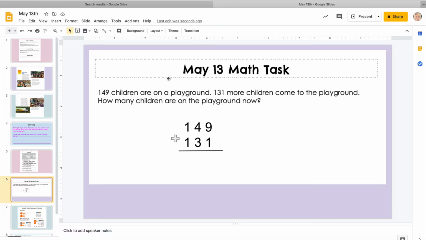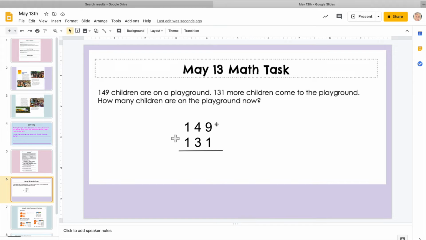Here we have a math task. 149 children are on the playground. 131 more children come to the playground. How many children are on the playground now? Well, because we have more, that word more, 131 more children come to the playground, that lets us know that we're going to be adding them together. We're going to be looking for the sum. None of the children left the playground. More children came to the playground. So we're going to be adding. So we're going to look for the sum.